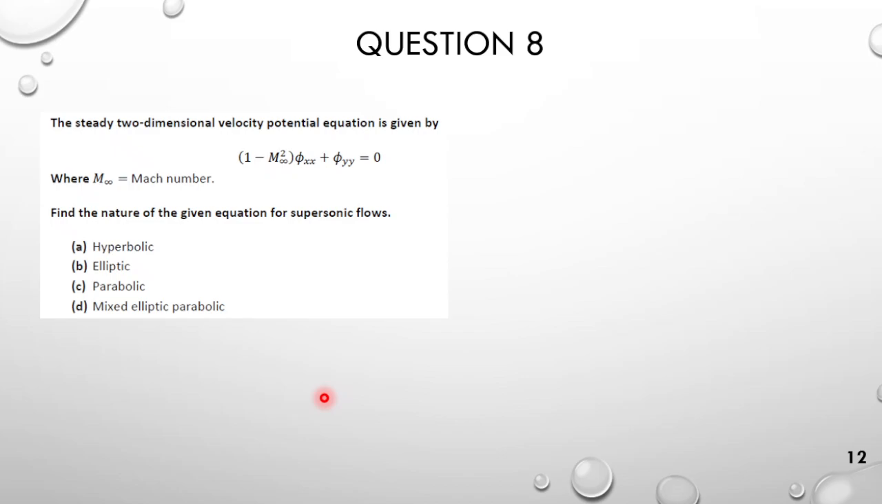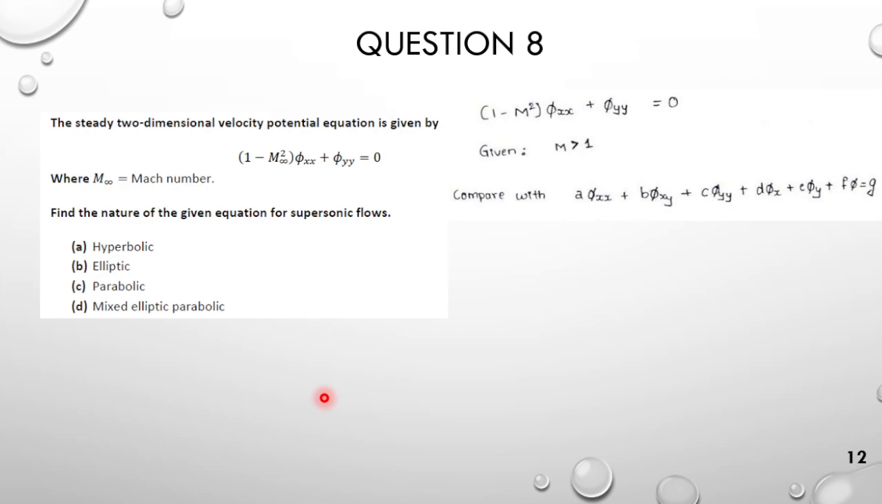A is equal to 1 minus M square, b is equal to 0. Yeah, c, sorry, I forgot c. C is equal to 1. Okay, so if we compare it with the standard format, which I had shown in the second slide also, then you come up with this: a is equal to 1 minus M square, which is less than 0, b is equal to 0, c is equal to 1.